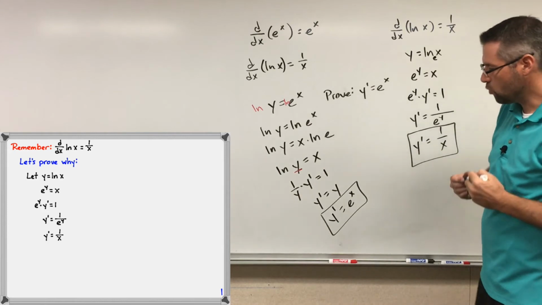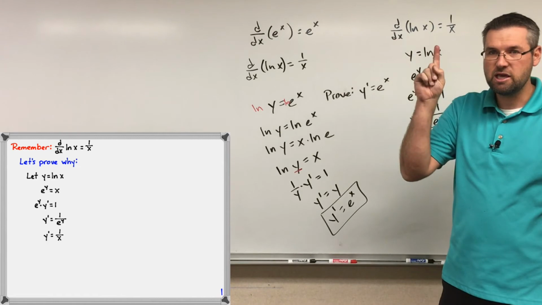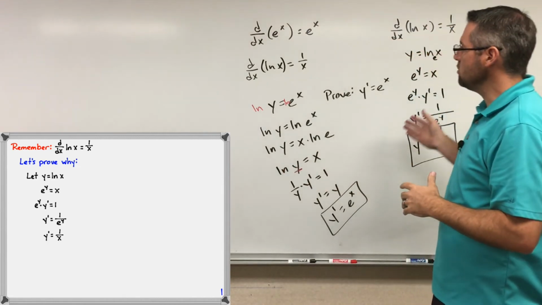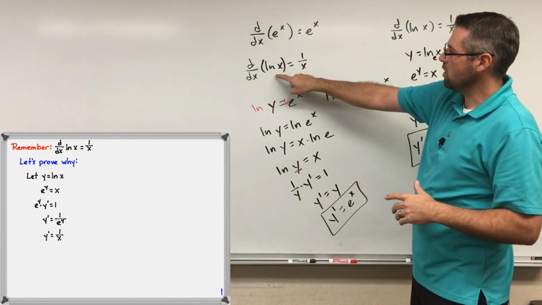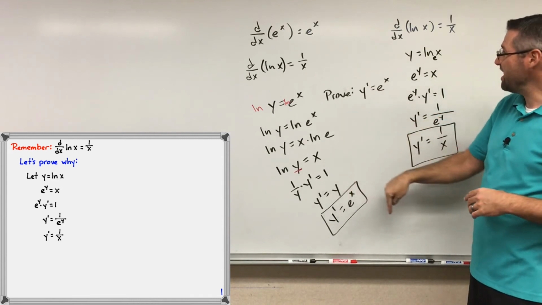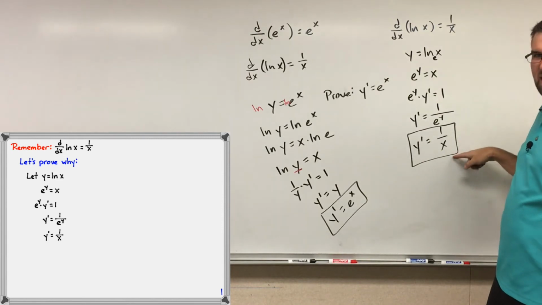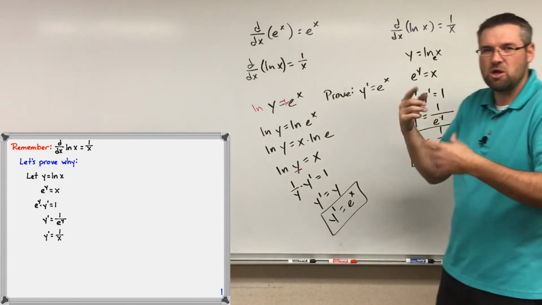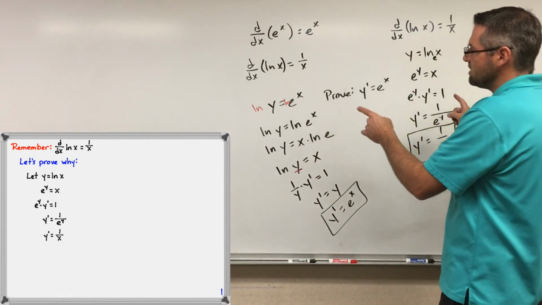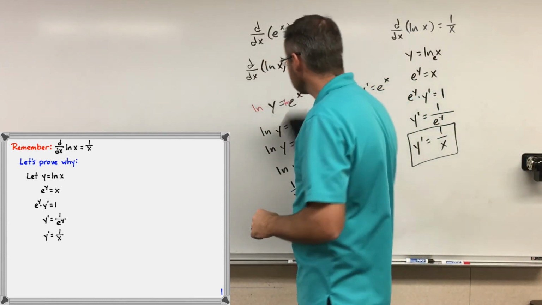Now, some real deep thinkers here are going to be saying, wait a minute. Logically, you're going in circles, and I am. It's called circular reasoning. I used the derivative of natural log to come up with the derivative of e to the x. Then I used the derivative of e to the x to come up with the derivative of natural log. So that's a constant circle, and so logically it's flawed, right? So that means we have to prove one of these outside of using the other, okay?